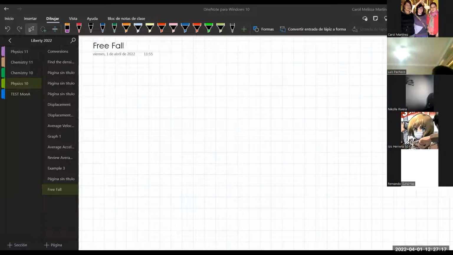Oh, I didn't paste the exercise. I'm probably the dumbest person. I didn't paste the exercise. So take a look.